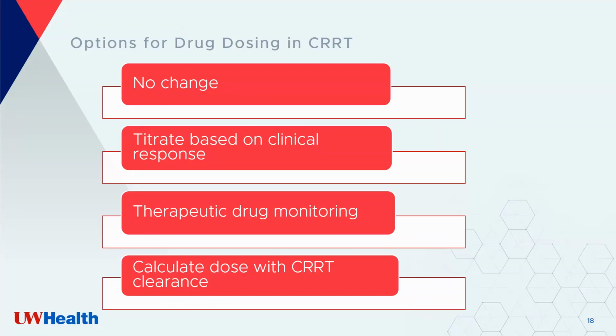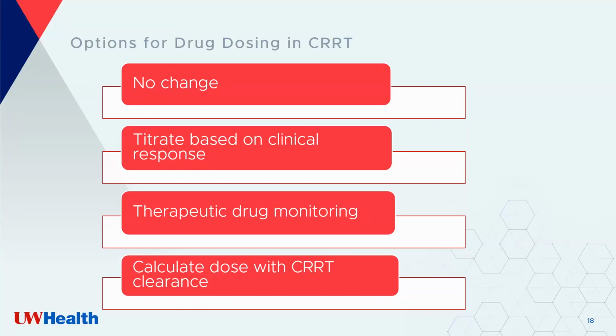For some medications, we're able to titrate based on clinical response. So this may include vasopressors, pain, and sedative medications. For example, if a patient is on propofol, we're easily able to start at the initial dose and then adjust based on the RASS score. So it's not as necessary to empirically dose adjust just for the CRRT.